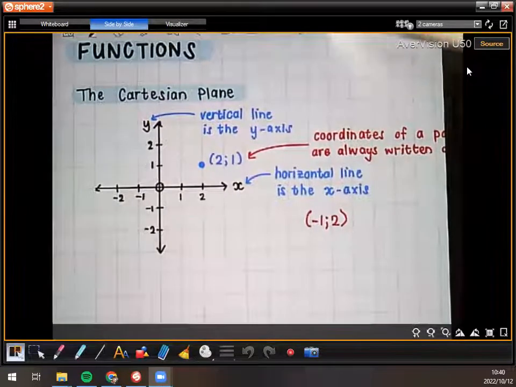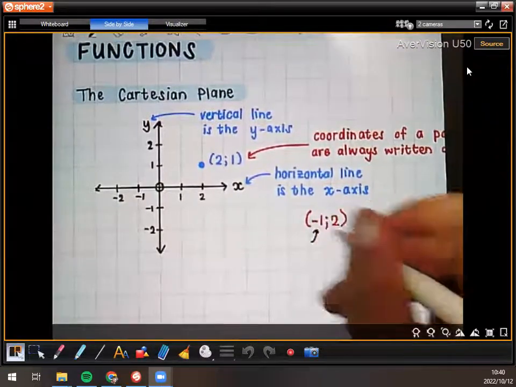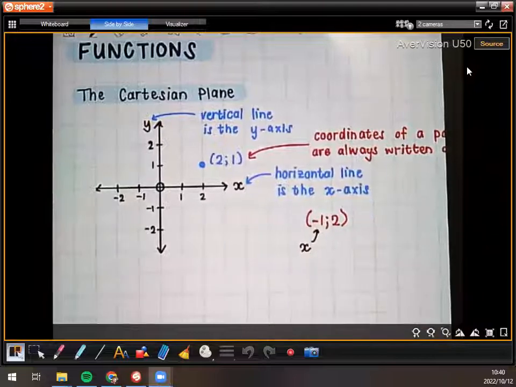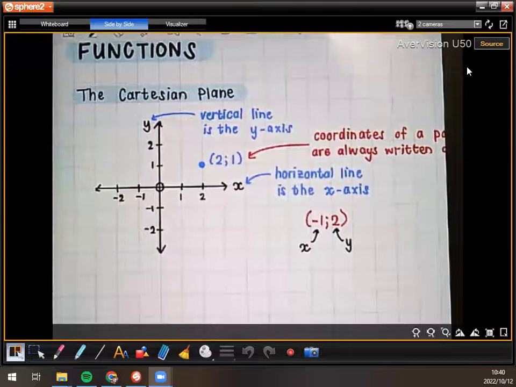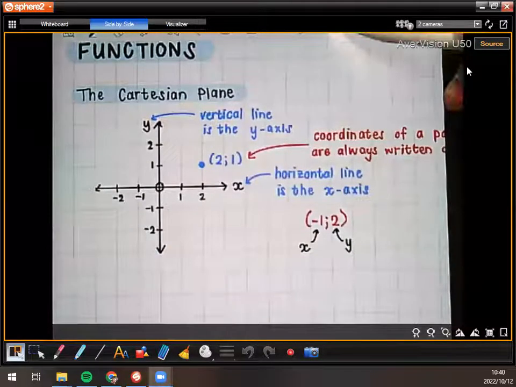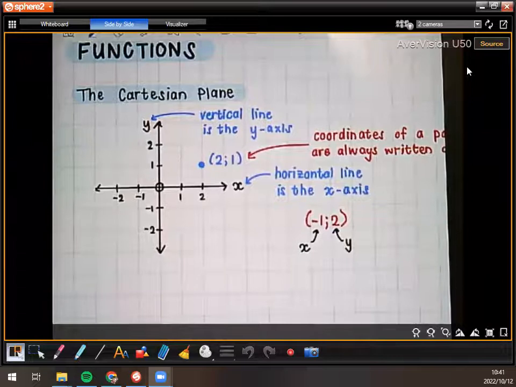So -1 is the x value. Is that correct? X always first, right? And 2 is the y value. So you need to plot a point that is basically where those two values line up, where they match up. So the point has to be directly in line with -1 on the x-axis and 2 on the y-axis. I'm going to give you guys 30 seconds, see if you can do that one.